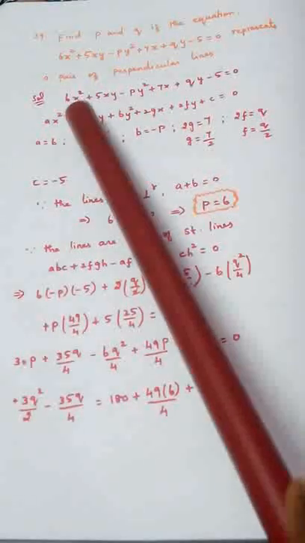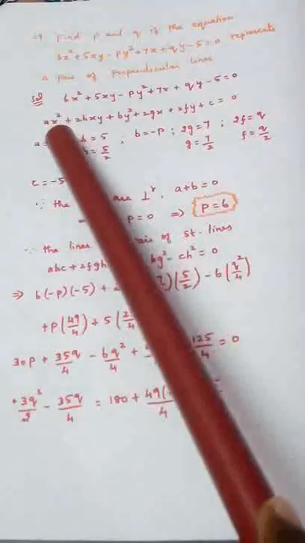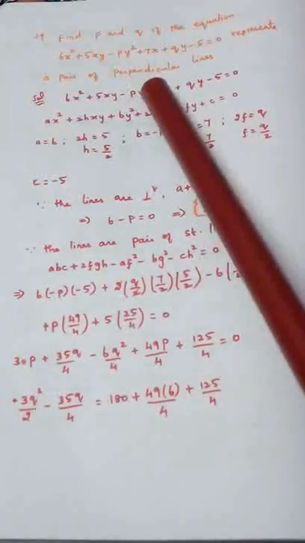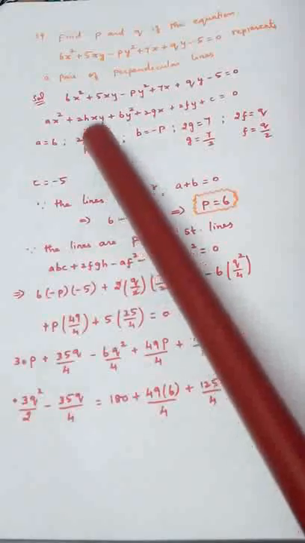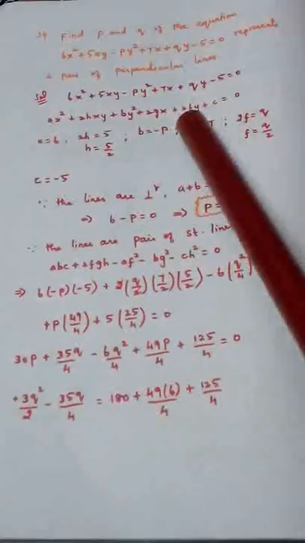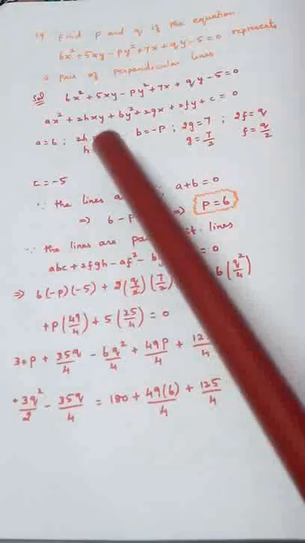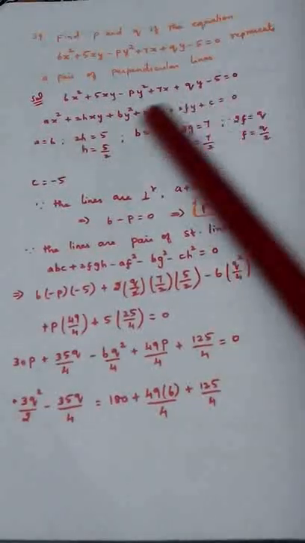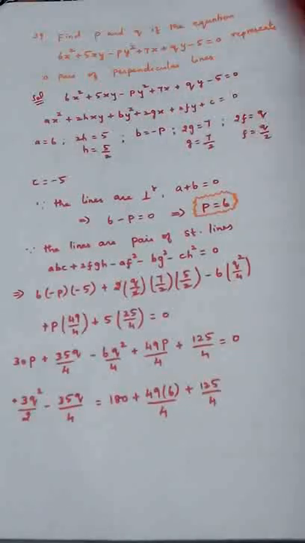So as usual, we will first write the question and we will write the general second degree equation. Then we will compare these two and write all the 6 values: a, 2h, b, 2g, 2f, c. 2h means we can find h, g and f. So just see how it is by comparing these two.